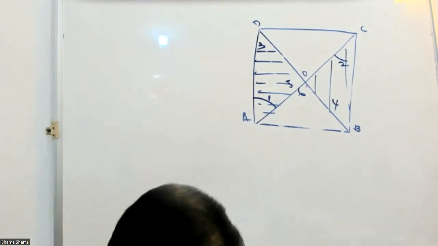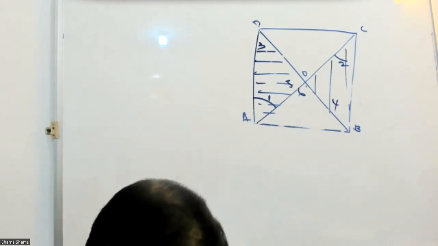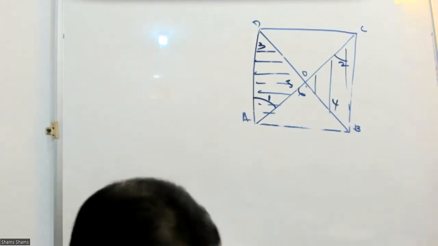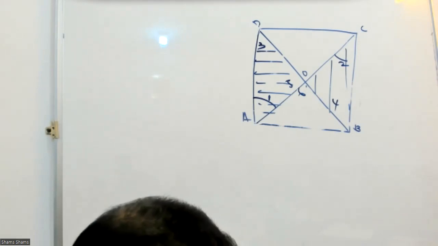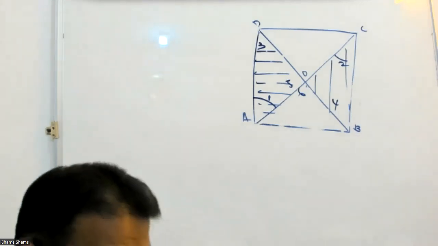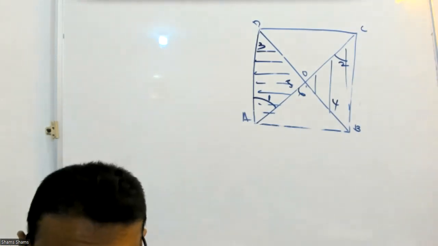Next one. Diagonal AC of a parallelogram ABCD bisects angle A. Show that, question number one, it bisects angle C also.